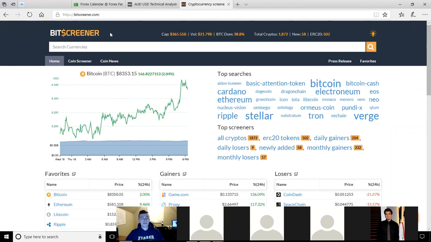Okay, cool. And then BitScreener is pretty much just going to be all crypto news. So any news that you want for Bitcoin, Ethereum, Litecoin, Ripple, Stellar, Tron, you're going to be able to find it all on BitScreener.